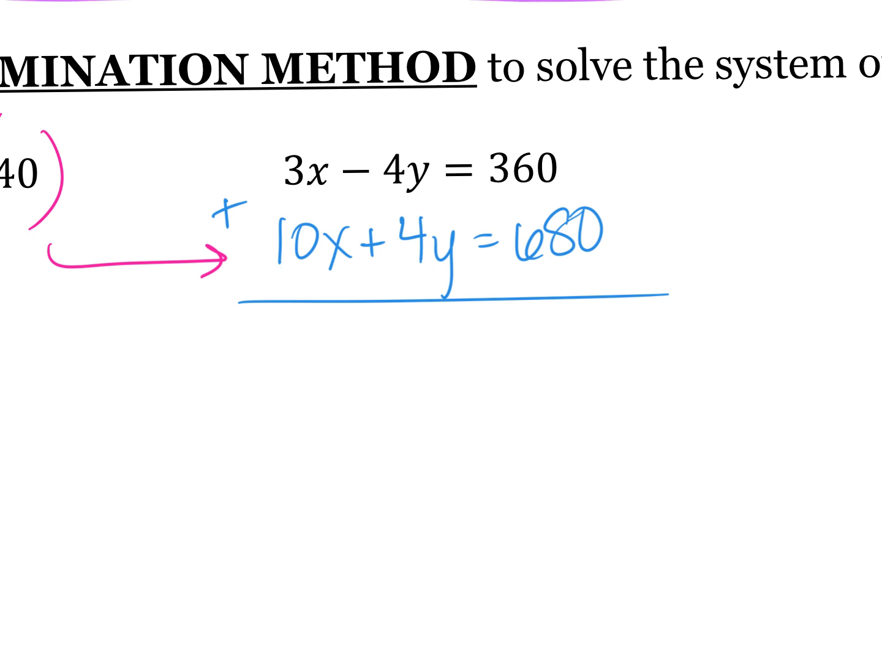How many x's would I have now? 13x. How many y's? Boom. Because one's positive and one's negative 4y, we get to cancel those out. 680 plus 360. Okay, 1040. I dig it. Divide that by 13. You guys can use your calculators for this. What are we getting? 1040 divided by 13.